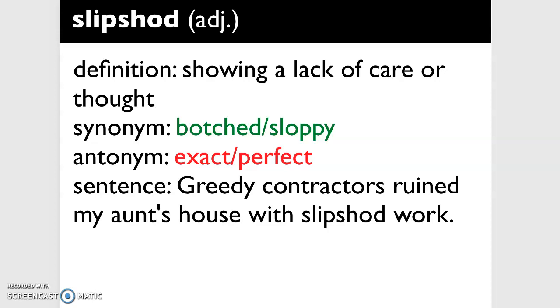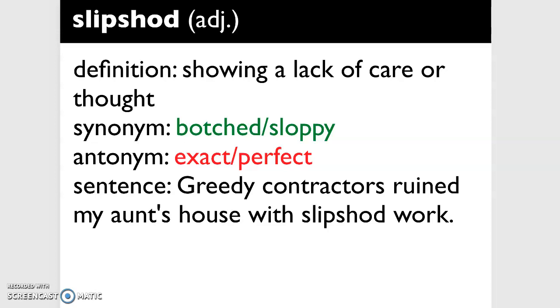Slipshod. Good. This is an adjective, and this means that you're showing a lack of care or a lack of thought. So another word for this would be sloppy. So something that's slipshod is like work that's messy or something that isn't done well. An antonym, the opposite, is something exact or something that's perfect. An example sentence would be, greedy contractors ruined my aunt's house with slipshod work.